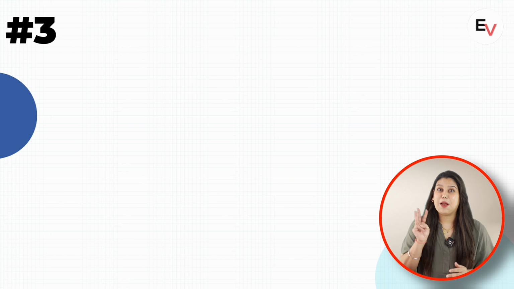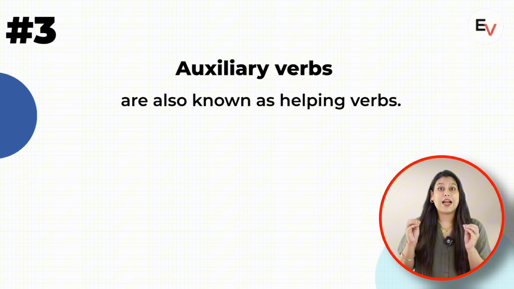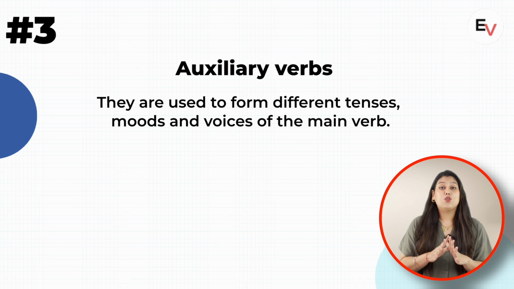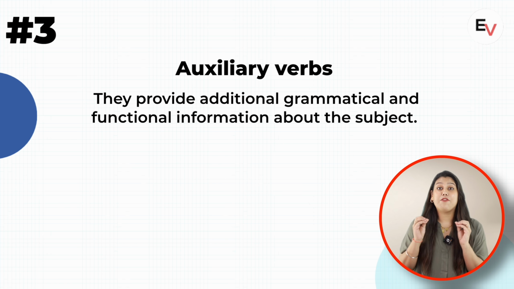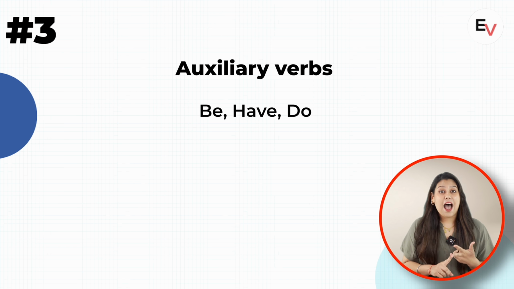Moving on to type number 3. Auxiliary verbs. Auxiliary verbs are also known as helping verbs. They are used to form different tenses, moods and voices of the main verb. They provide additional grammatical and functional information about the subject. Some common auxiliary verbs are be, have and do.